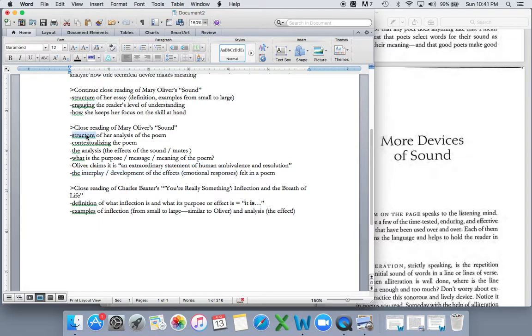We see that she structures it by giving a summary or contextualizing the poem. We see that she structures her analysis stanza by stanza. We see that every stanza focuses on how her technical skill creates a felt quality or an emotional effect on the audience. And we see how that builds up and the interplay of those different effects say what the purpose or message of the poem is.